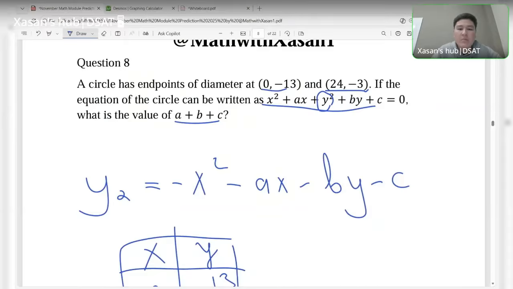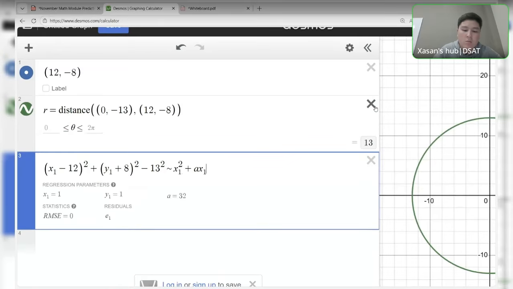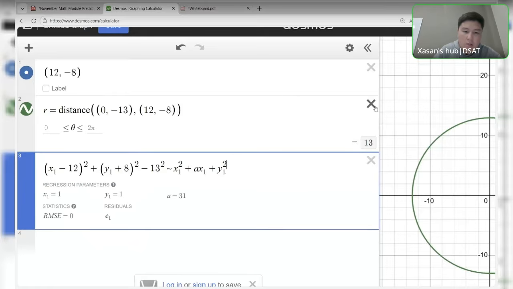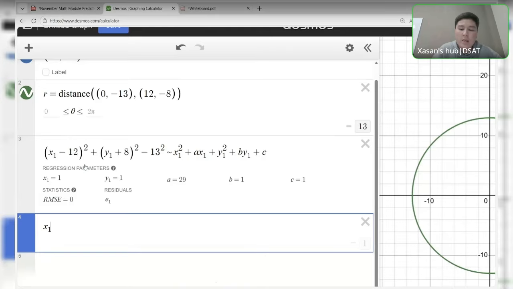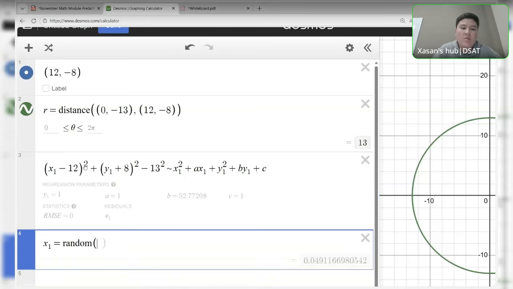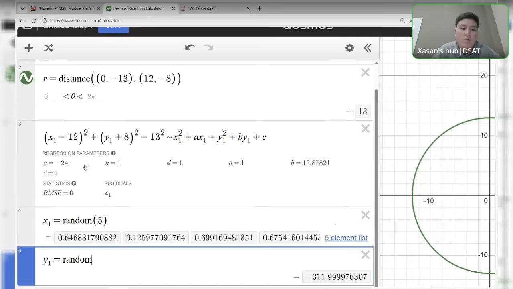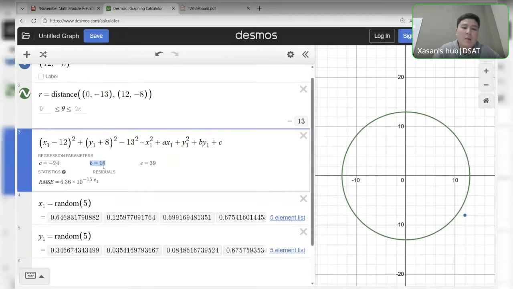So write it again, guys: x1 squared plus ax1 plus y1 squared plus by1 plus c. And all the time you are using the values x1, y1. Do not forget to add random: x1 equals random 5, and the same for y1, because we are using two values here, x1 and y1. And then you can get the actual values of a, b, c.